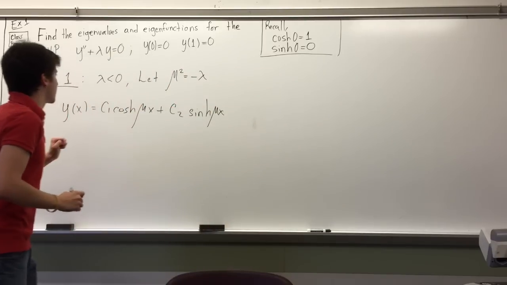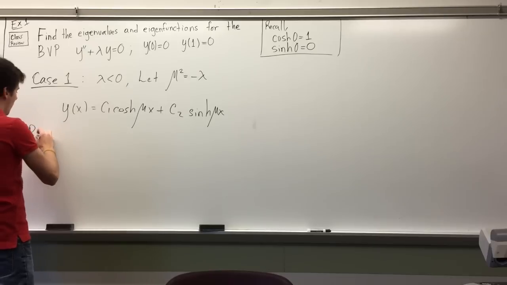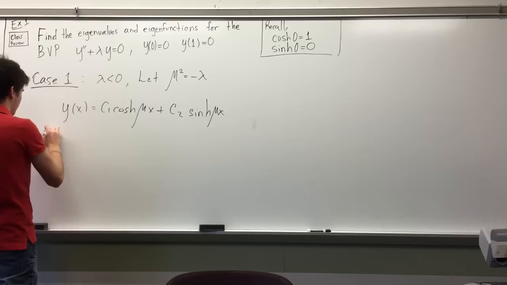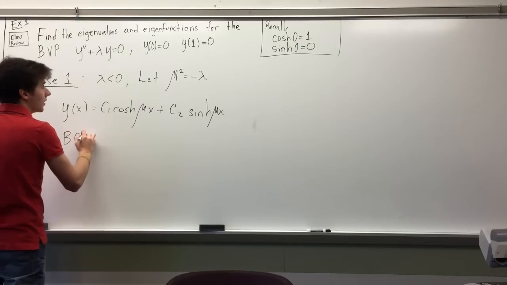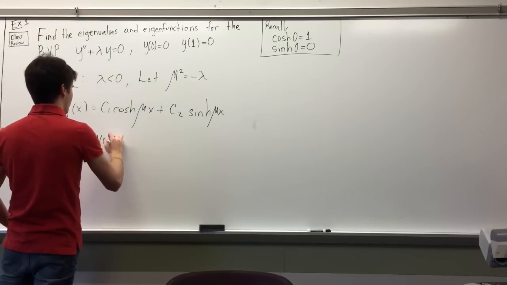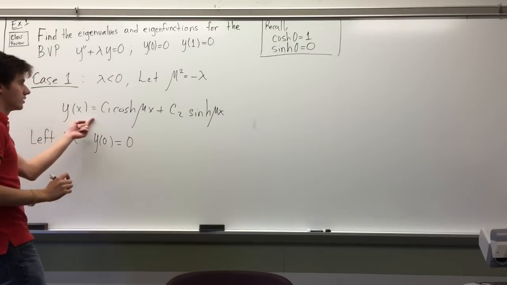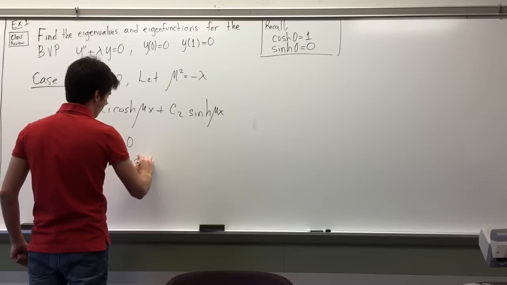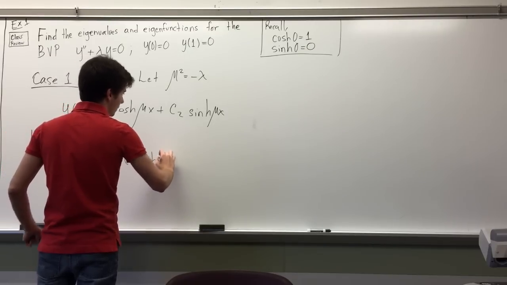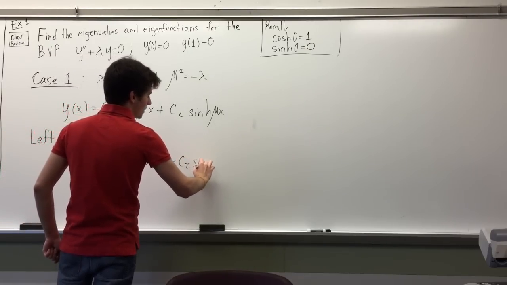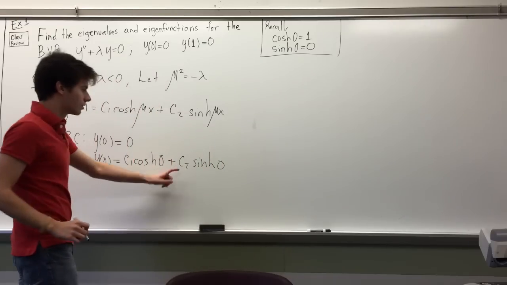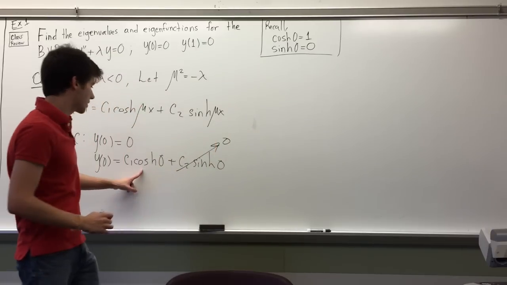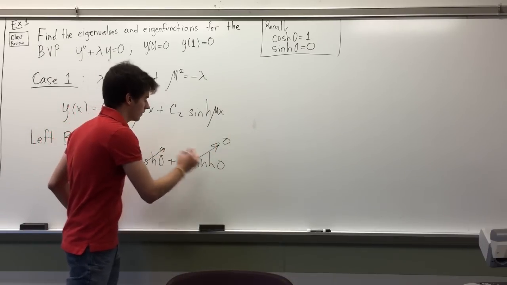All right, so let's plug this in. Our left boundary condition is that y of 0 is equal to 0. So if we plug in 0 here, we're going to get y of 0 is c1 cosh of 0 plus c2 sinh of 0. So we know that sinh of 0 is equal to 0, and we know that cosh of 0 is equal to 1.